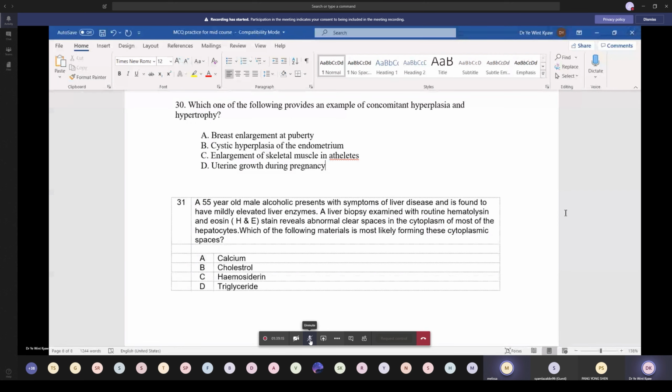So what is the answer? Very easy. Uterine growth during pregnancy, because the myometrium goes through hypertrophy and the endometrium goes through hyperplasia. Yeah, correct.